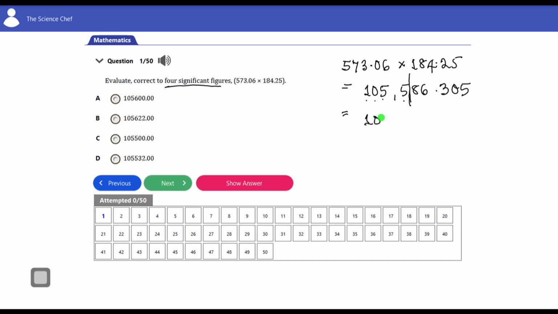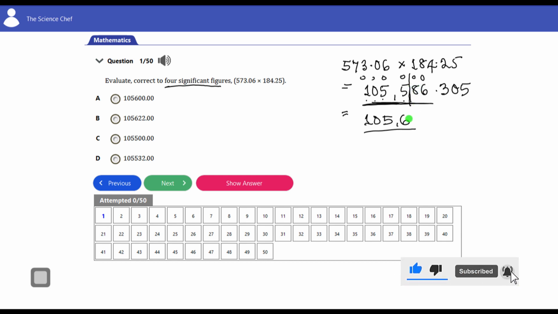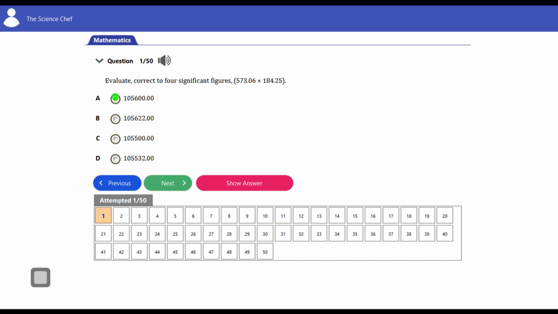So that will be 105. Now 5 plus 1, that's what? 6. 1056. But we are not just going to end here. The original number has 6 places of value, right? So our approximated number must also include those 6 places of value. So that will be 105600. And of course, since the numbers given to us in the question were in 2 decimal places, our answer will also be in 2 decimal places. So this is our answer: 105,600, and that's option A.